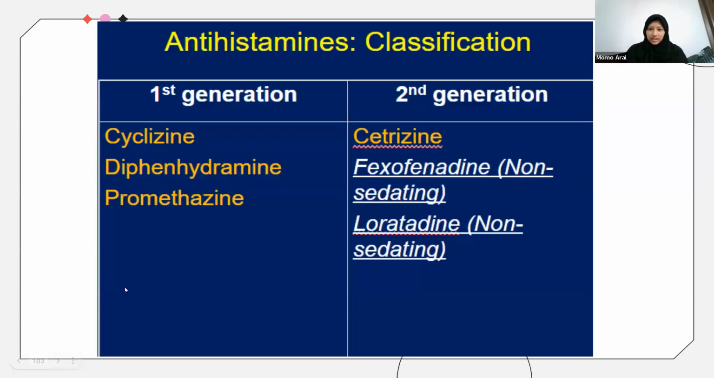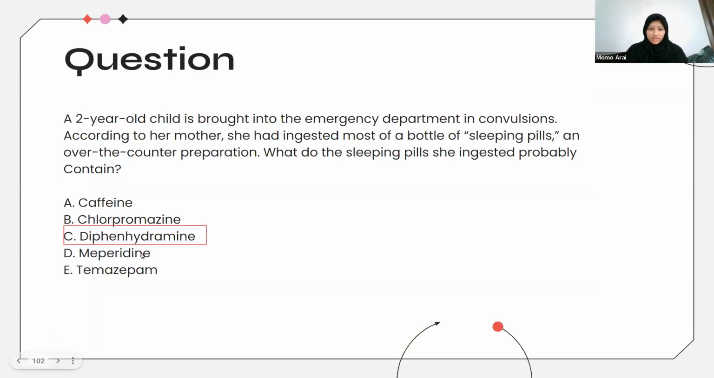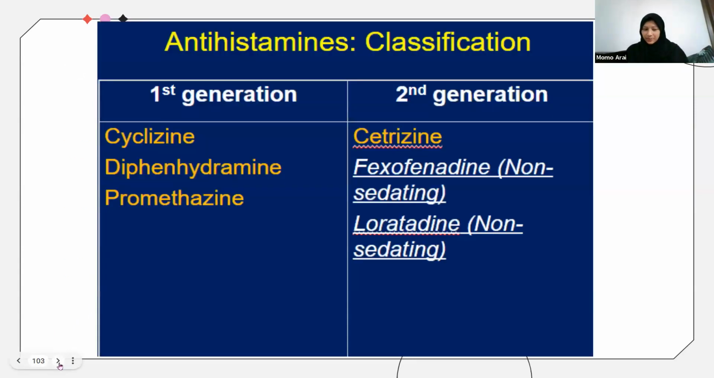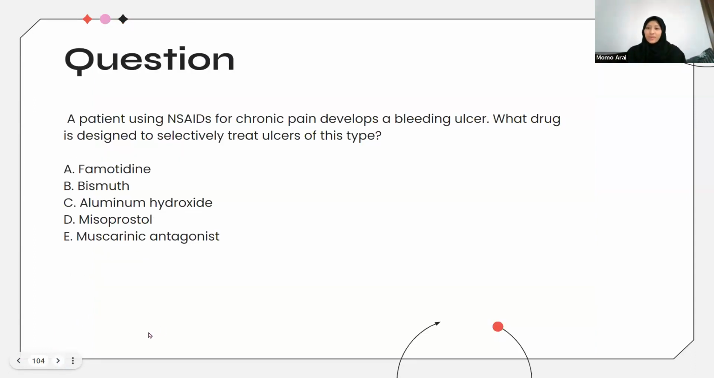Wait, let's see. I think that's it. Loratadine. Yeah, these are different. So caffeine also, they're not used as sleeping pills, for example. Clomipramine, no, meperidine. Yeah, these are again benzodiazepine classes. If you didn't take it, it's fine. So the answer is C. So I'll move on to the next question if you guys don't have any more questions.